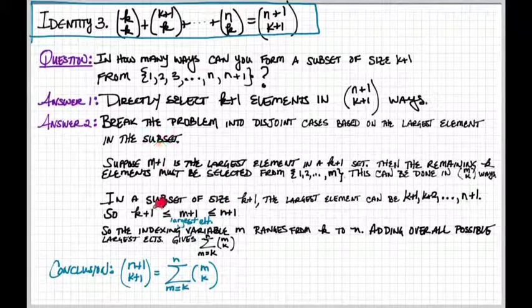So to add up all the cases here, we're going to have a sum as m goes between k and n of m choose k. And that is exactly, when you equate answer 1 and answer 2, the identity in summation form.